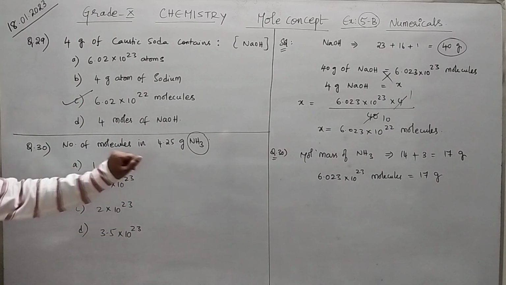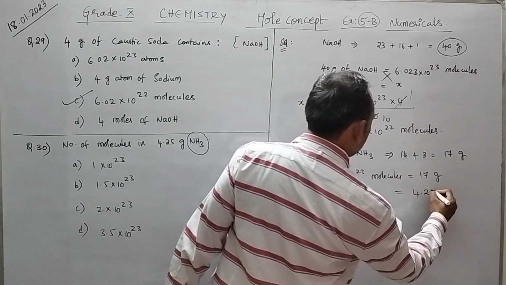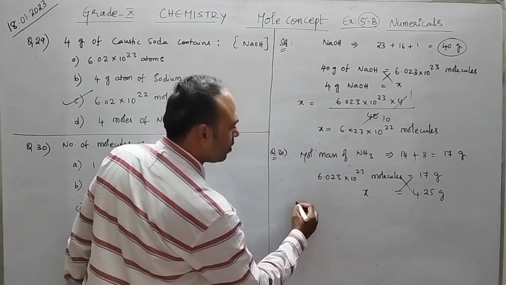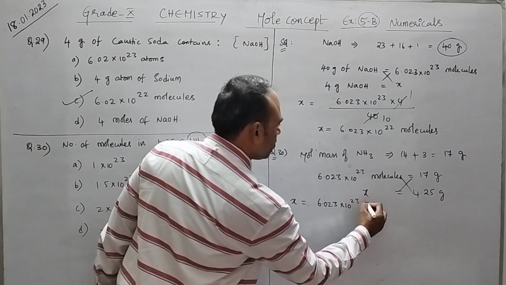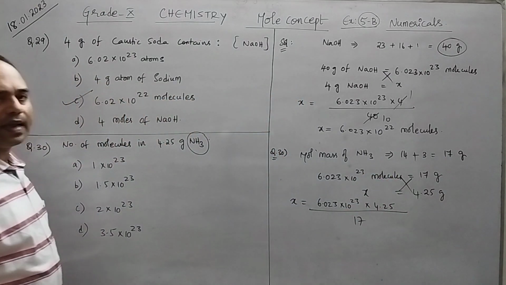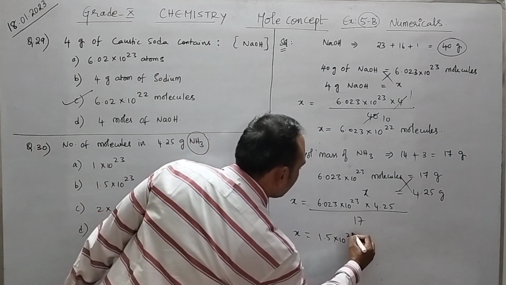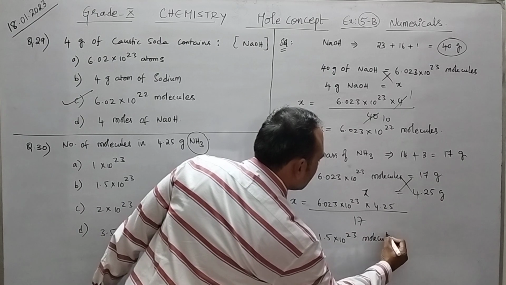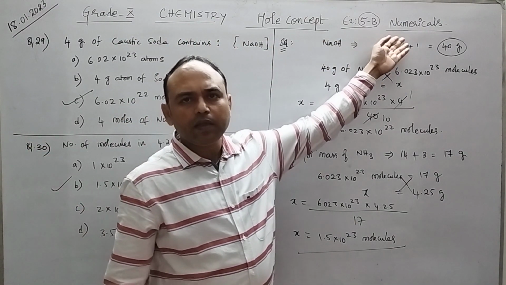Now if it is only 4.25, what will be the number of molecules? X is equal to 4.25 grams. Cross multiply. So we get X is equal to 6.023 into 10 to the power of 23 into 4.25 divided by 17. I have already calculated, and I'll get X is equal to 1.5 into 10 to the power of 23 molecules. So what is your answer? Option B. So with this we have concluded the mole concept exercise 5B, all the numericals.